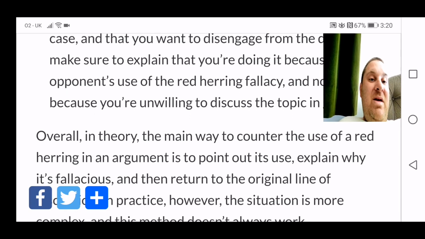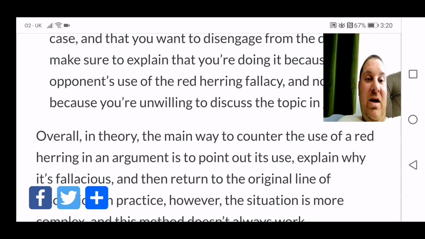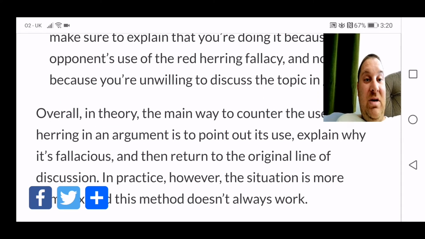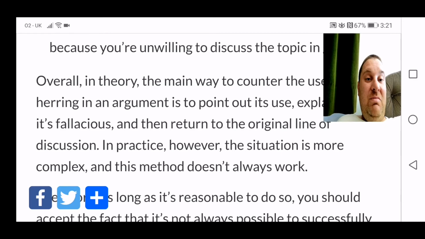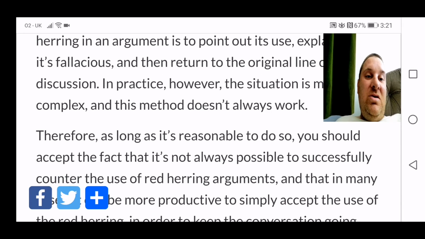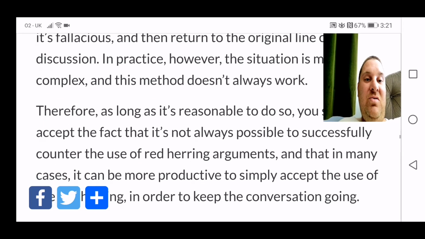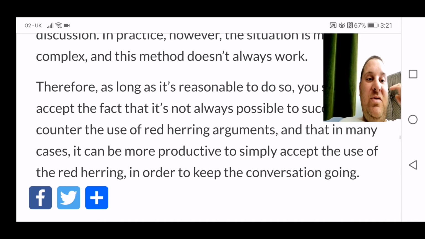Overall, in theory, the main way to counter the use of a red herring in an argument is to point out its use, explain why it's fallacious, and then return to the original line of discussion. In practice, however, the situation is more complex and this method doesn't always work. Therefore, as long as it's reasonable to do so, you should accept the fact that it's not always possible to successfully counter the use of the red herring arguments, and that in many cases it can be more productive to simply accept the use of the red herring in order to keep the conversation going.